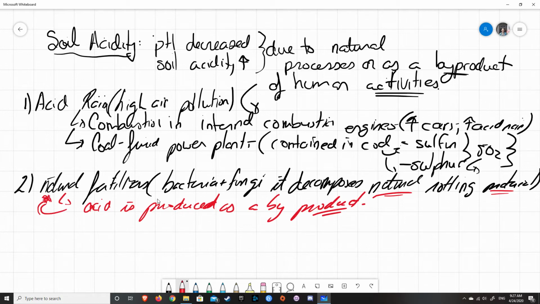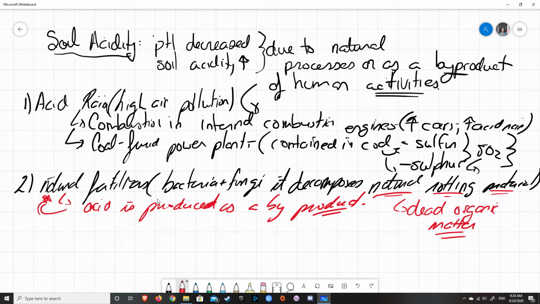Soils with large amounts of dead organic matter, natural rotting material, another way we can say is dead organic matter, tend to be more acidic.